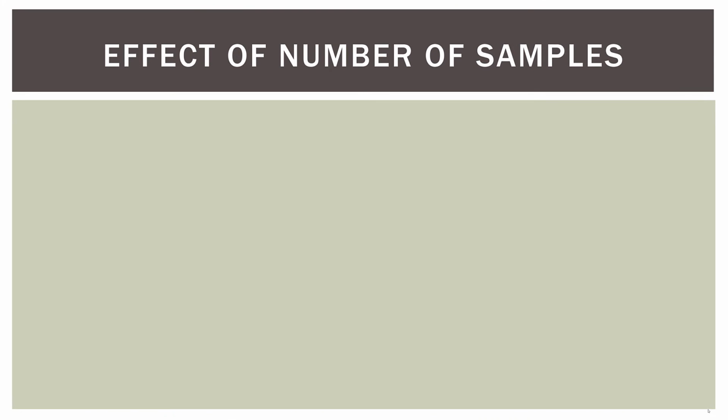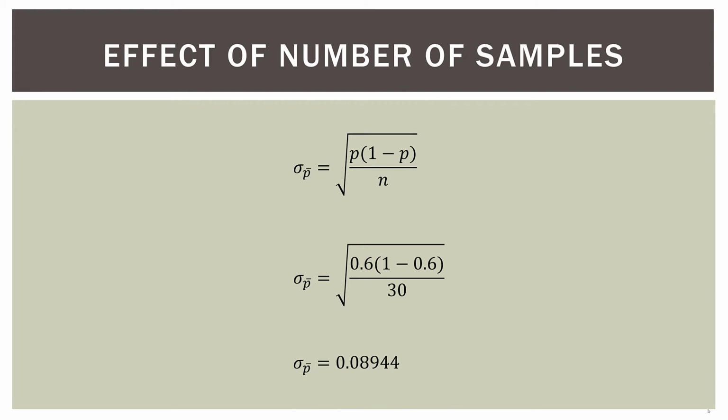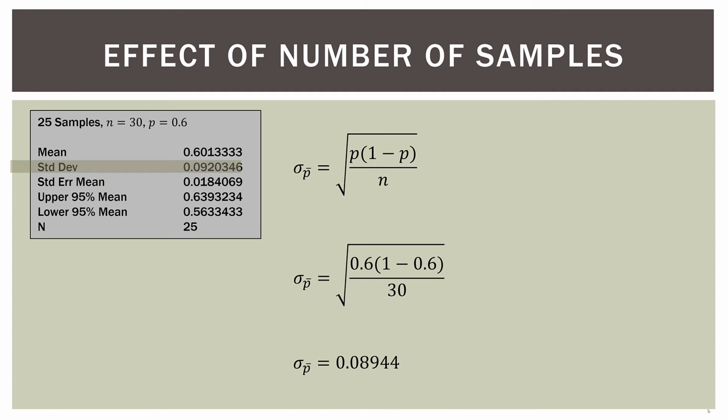To do that, we will first look at the effect of the number of samples we take. So here's what we're working with. This is what we expect to happen. Now here is our first case. This is exactly what we did in our problem. We had 25 samples. Each sample had an N of 30. That's 30 students we surveyed. And then we're going to assume a probability of 0.6.